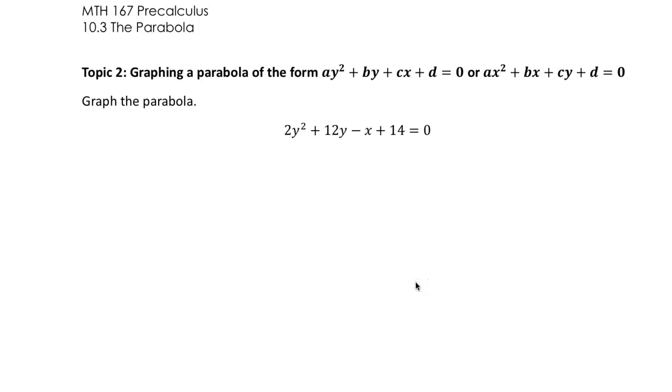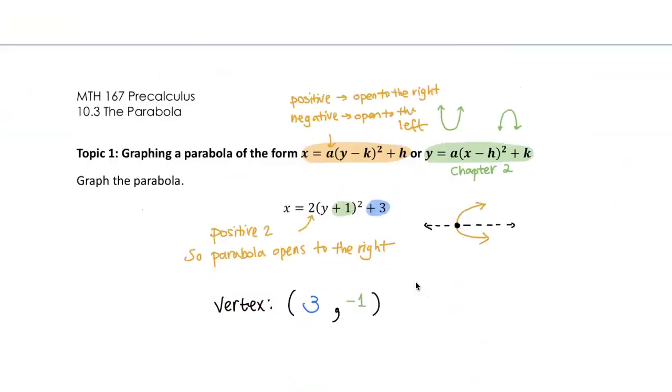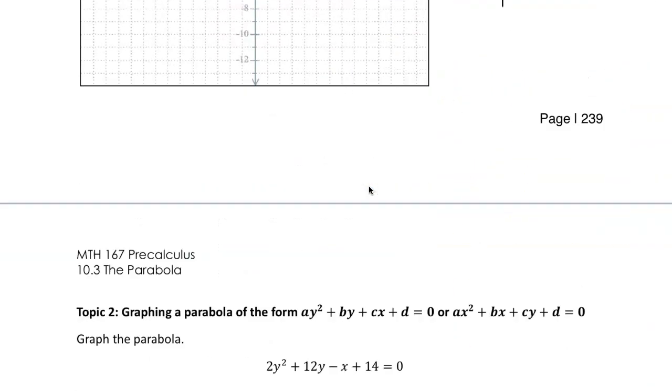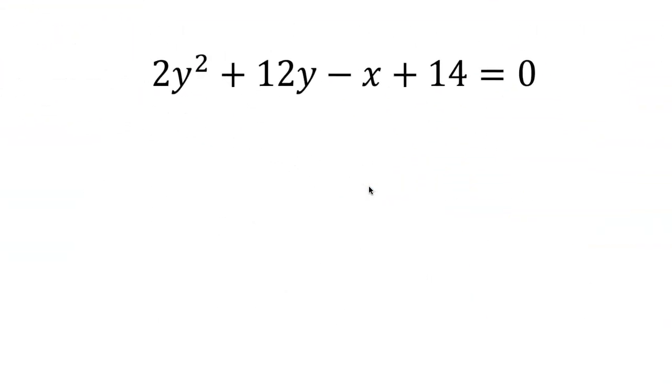For the second topic, we're graphing a parabola. Let me show you the forms that we want them to be in. Remember these orange or green highlighted forms that we can graph by just reading the vertex and plugging in numbers to find additional points. So our goal for these problems in topic 2 is to rewrite it so that they are in a form, well, I want to call them vertex form because we can easily identify the vertex.